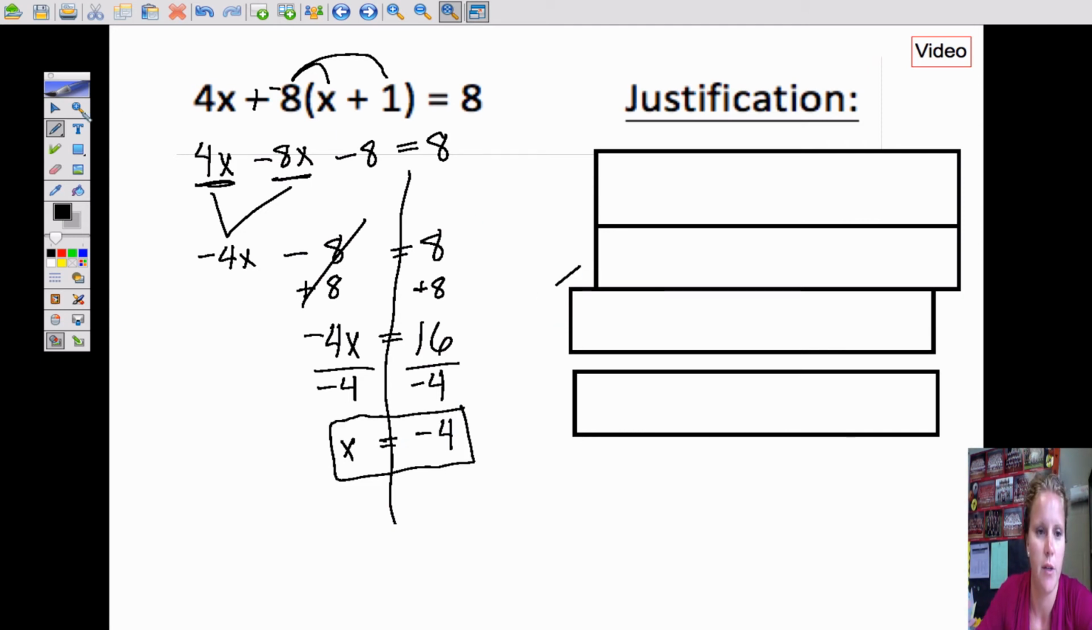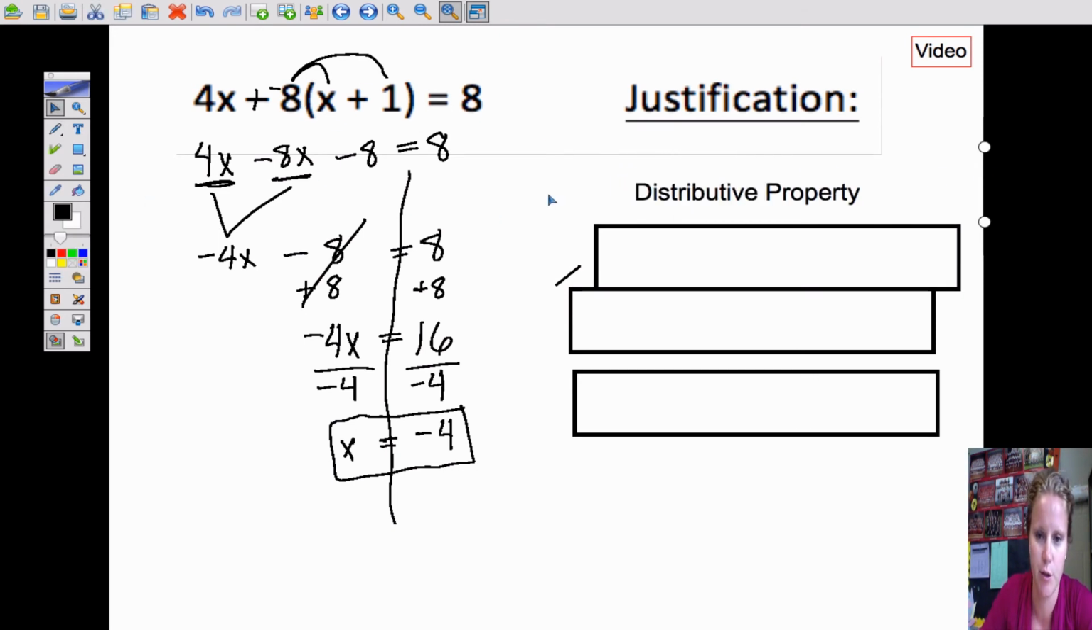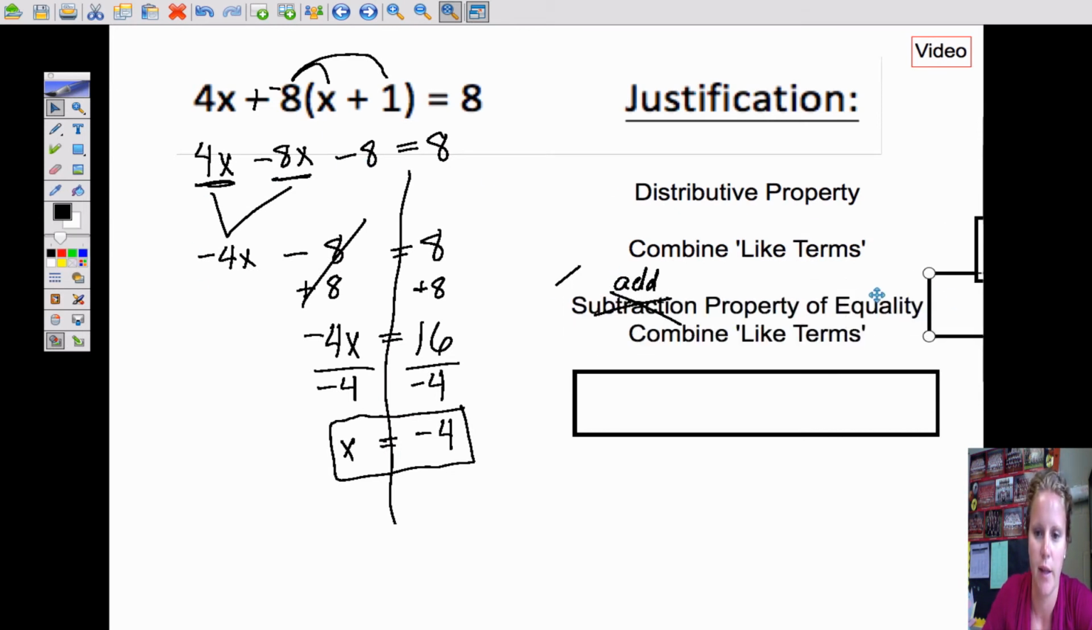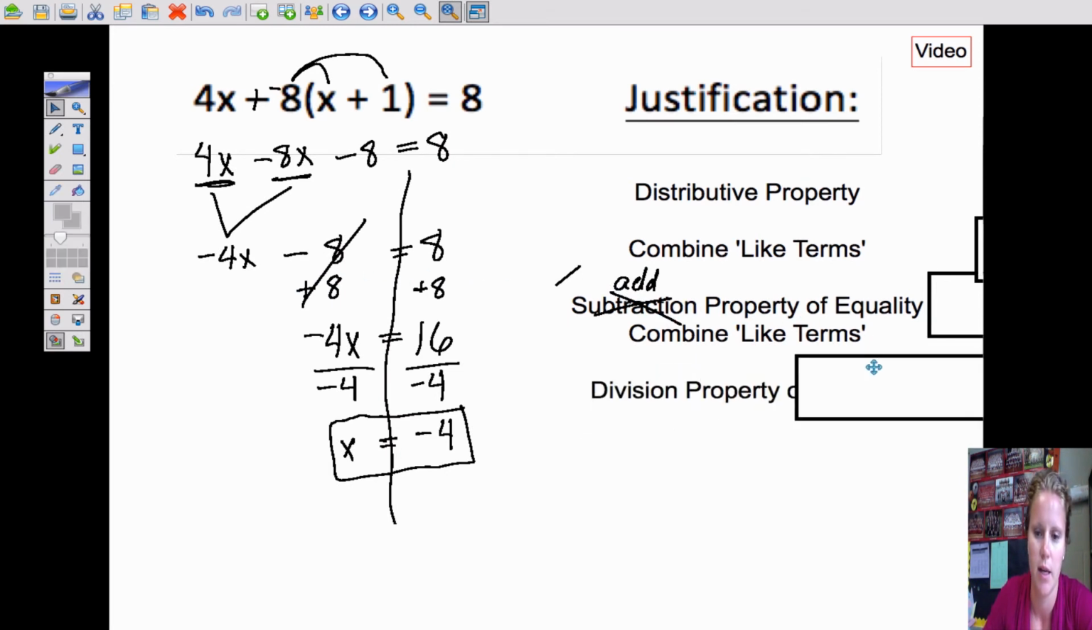So let's look at the justification for those steps. First, I used the distributive property. Then I combined like terms. Then I added my 8 to both sides, so I used the addition property of equality. And then I divided using the division property of equality.